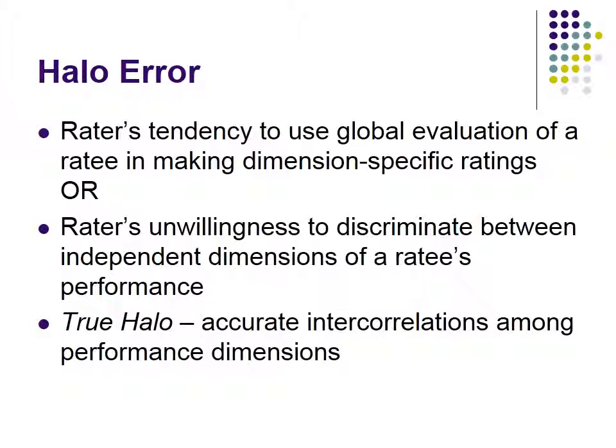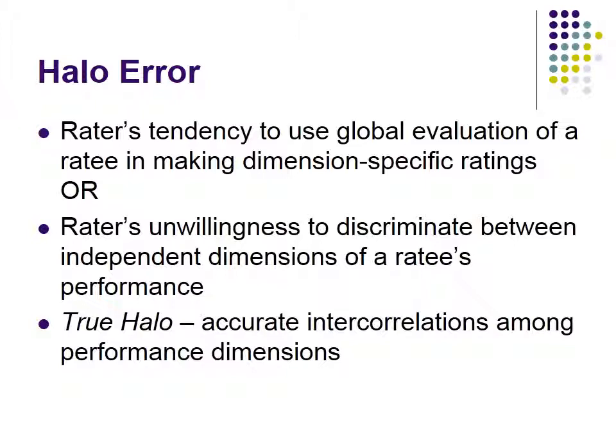Now, this may still end up giving you a pretty accurate evaluative rating of the employee. In other words, if you really want to know, is this a top-level employee, that information may be retained. But if you're wanting to use performance appraisal information for developmental reasons, this kind of error means that you don't actually have any strengths or weaknesses. You're rated the same on every single dimension, which makes it very hard to develop off of halo error. It can also be defined as a rater's unwillingness to discriminate between independent dimensions of a ratee's performance. So again, it can be driven not only by the inadvertent use of global evaluations, but also by a purposeful decision to be lazy in the performance appraisal system.